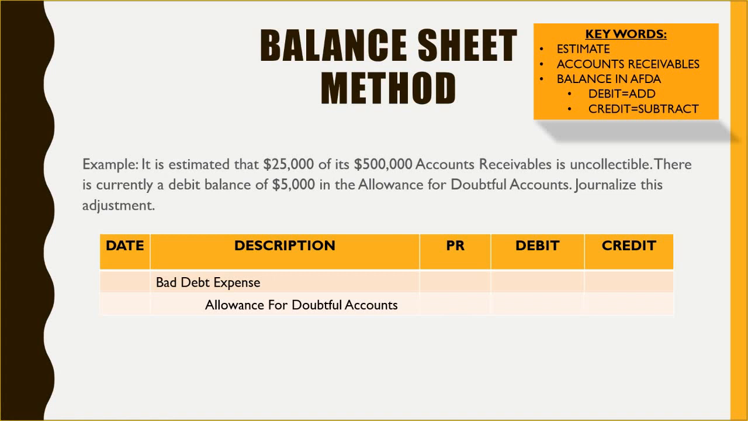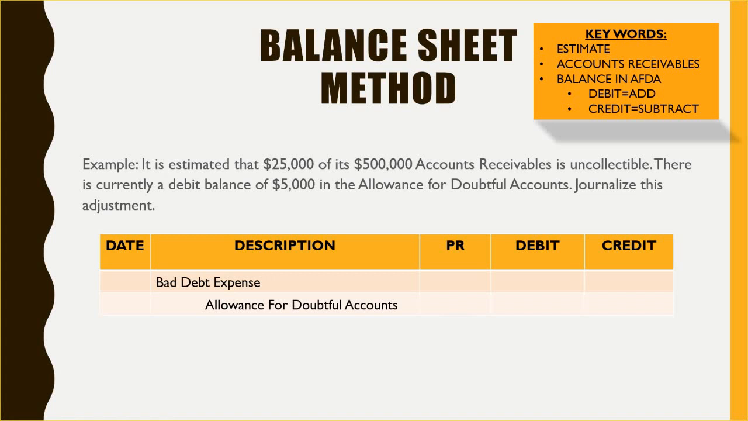So let's talk about the balance sheet method. If you choose to use the allowance method, and you choose the balance sheet method, what is the difference here? Let's take a look at the scenario first, and then we'll analyze what you need to know. The example says it is estimated that $25,000 of its $500,000 accounts receivable is to be uncollectible. And there is currently a debit balance of $5,000 in the allowance for doubtful accounts. Journalize this adjustment.